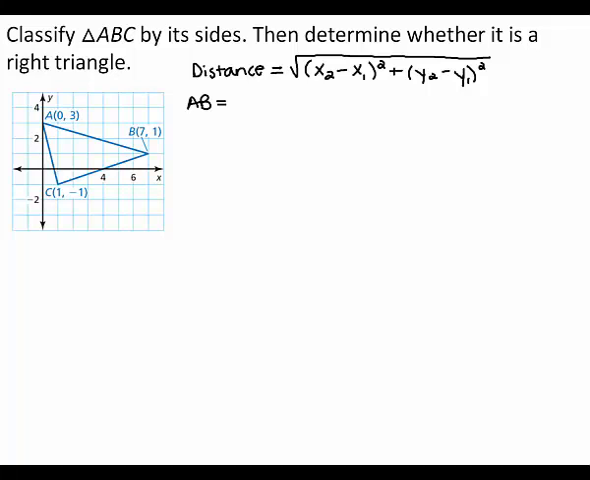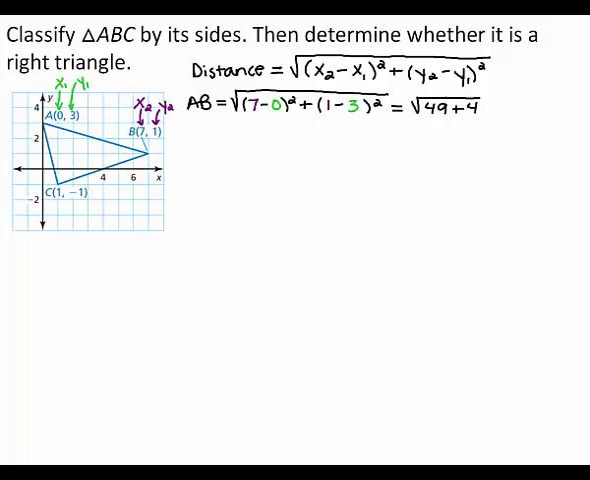To find the length of side AB, let x1 equal 0, y1 equal 3, x2 equal 7, and y2 equal 1. You can substitute these numbers into the distance formula. When you simplify, (7 minus 0) squared gives you 49, and (1 minus 3) squared gives you 4. 49 plus 4 gives you 53. So, the length of side AB is equal to the square root of 53, which is approximately equal to 7.3.